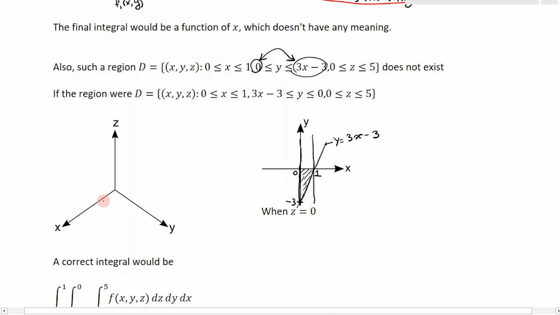But let me still draw this. So we have x going up to 1, and y would be negative, and there would be this point negative 3. So this is the part that I sketched. And now we know that z would go between 0 and 5. So we would just need to extend this like this all the way up to z equals 5.